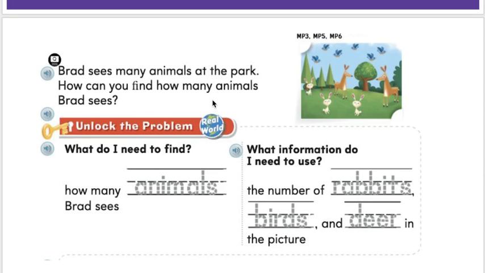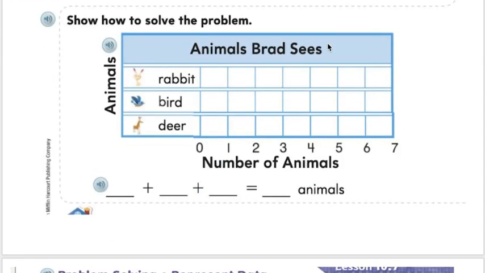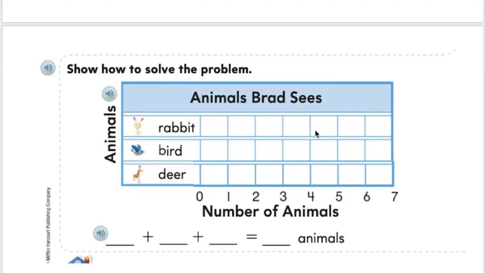What information do I need to use? I need to use the number of rabbits that are there, the number of birds that are there, and the number of deer that are there, because those are all of the animals represented in the picture. You can see the deer, you can see the rabbits, and you can see the birds on top flying in the sky. So let's go down and I'm going to show you how to solve the problem. We're going to be flipping back up and down. This way we are able to create this graph. We're not using tallies for this. We're going to create this bar graph. I'm going to choose to use a different color for each.